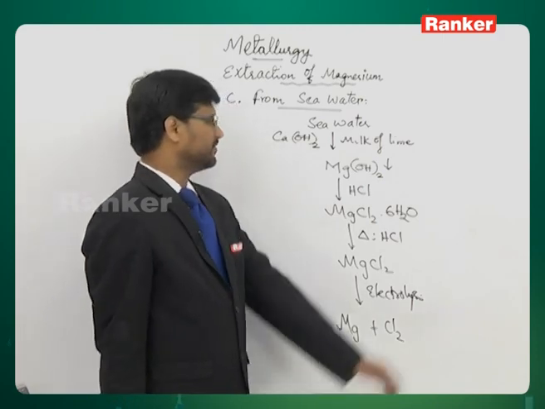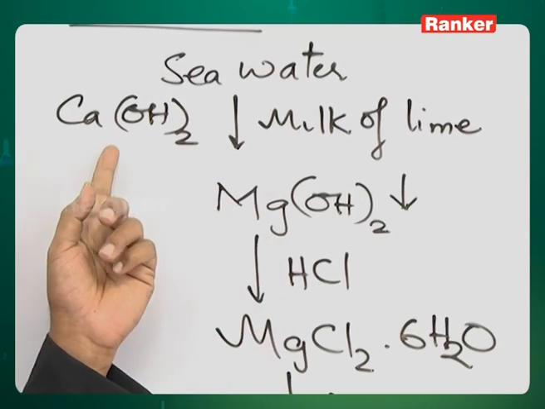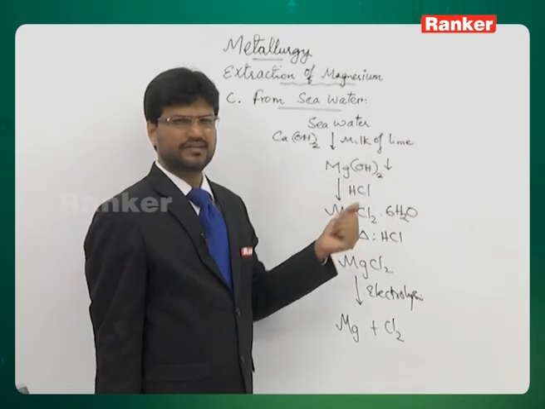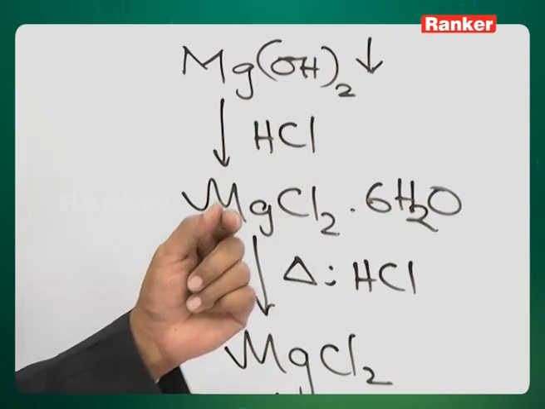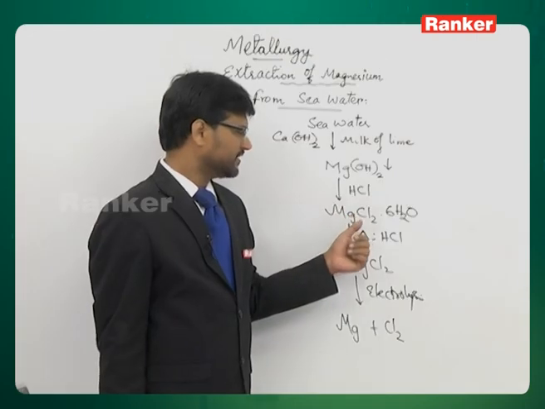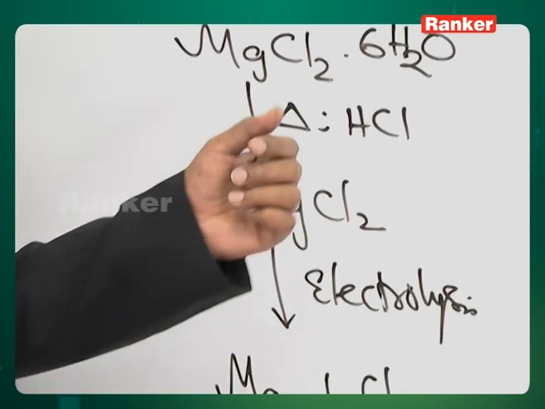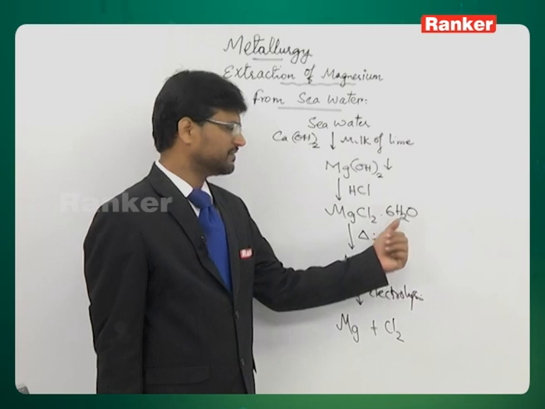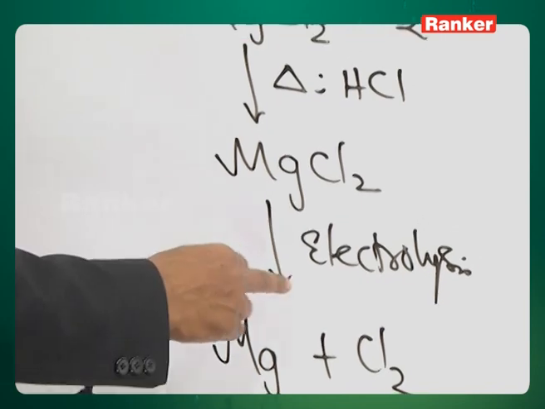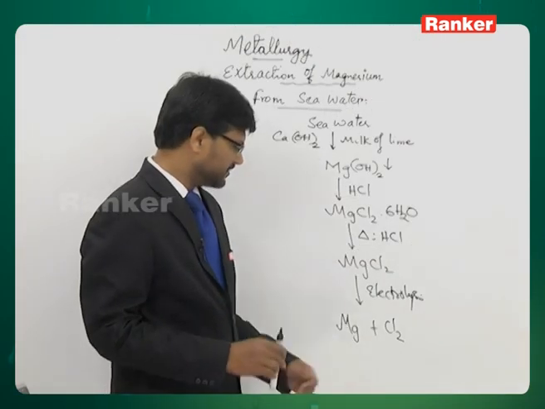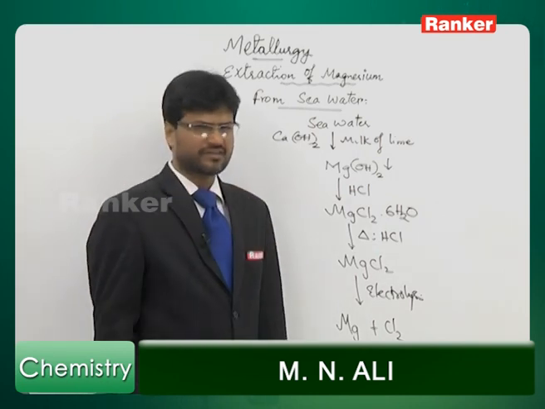So I'll repeat the whole sequence. Seawater, which consists of magnesium ions, is treated with milk of lime, which is calcium hydroxide, and you get magnesium hydroxide. Calcium hydroxide is a soluble substance, magnesium hydroxide is insoluble, so it comes out as a precipitate. Recover this by filtration and then treat it with HCl. Then you get hexahydrate of magnesium chloride. This is heated in a current of HCl gas. I told you, if you don't use a current of HCl gas, then there is a possibility of this undergoing hydrolysis. So you get anhydrous magnesium chloride, and then this is subjected to electrolysis, and you end up with magnesium at cathode and chlorine at anode. This is how magnesium is extracted from seawater.